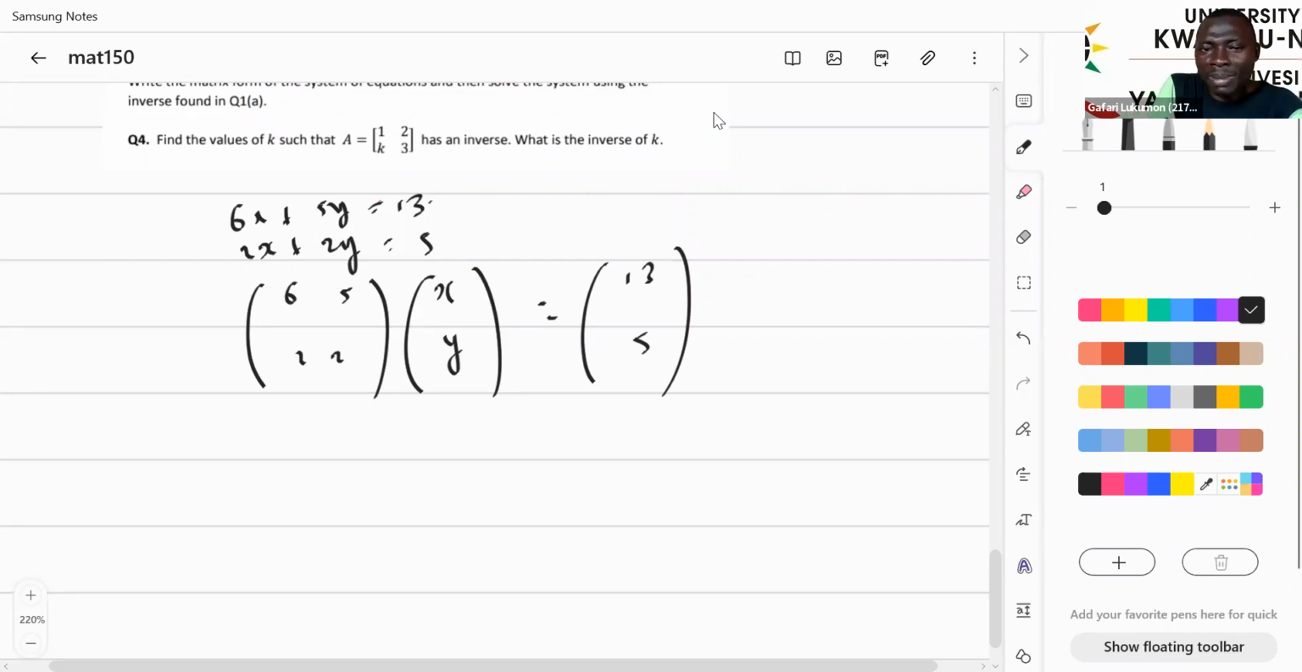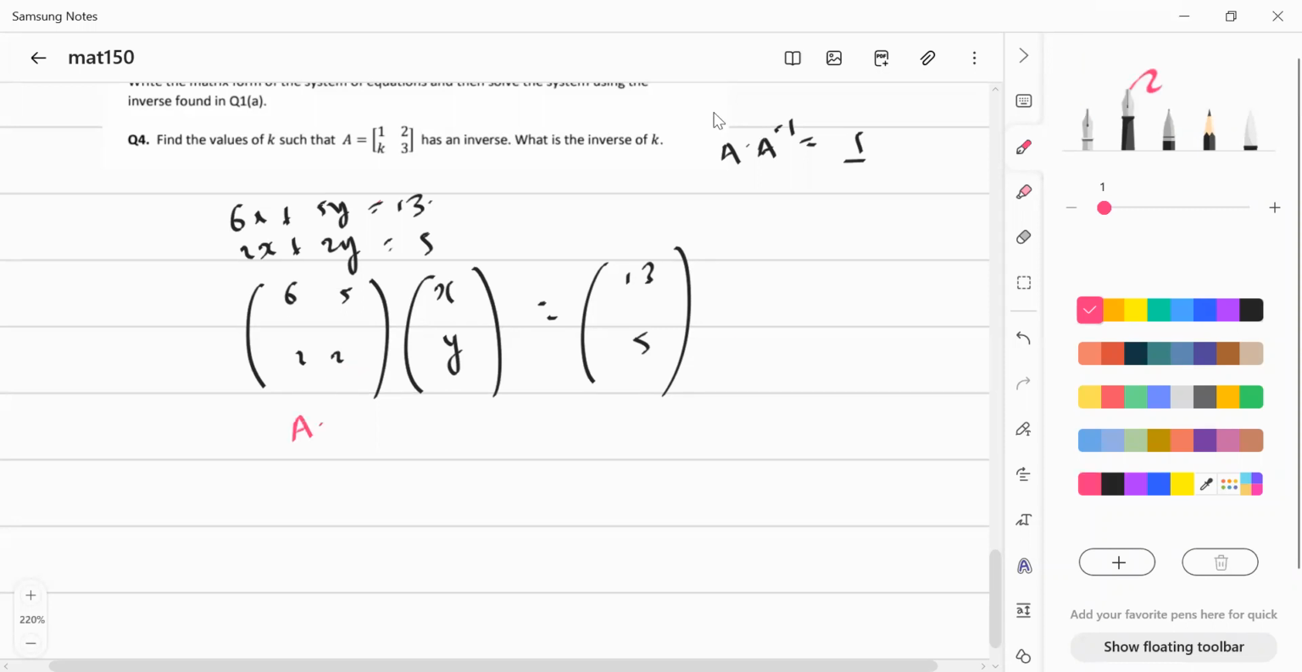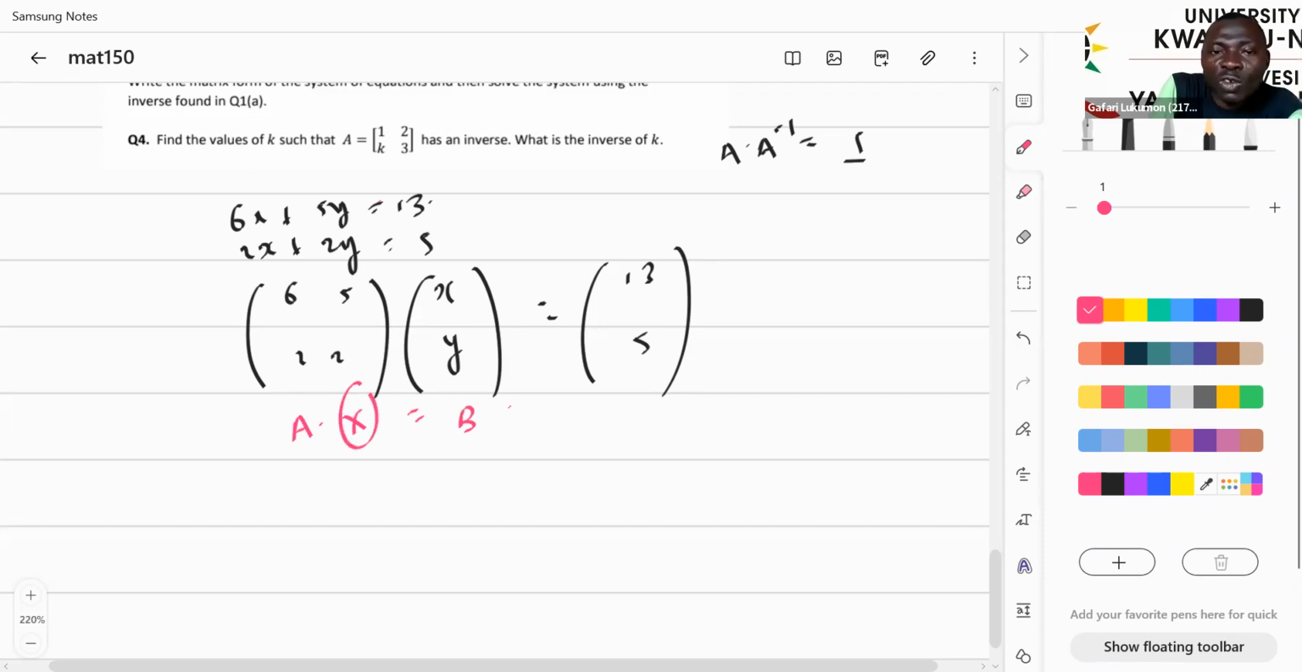Recall, this is a matrix. If you multiply a matrix by its inverse, what did I say we are going to have? Look up, my guys. I told you when you have your A inverse, A multiplied by A inverse will give you an identity matrix. You understand now? This is a matrix A now. As a matrix equation, you have AX is equal to B. It means I want to find my X now. Why not multiply through by A inverse?